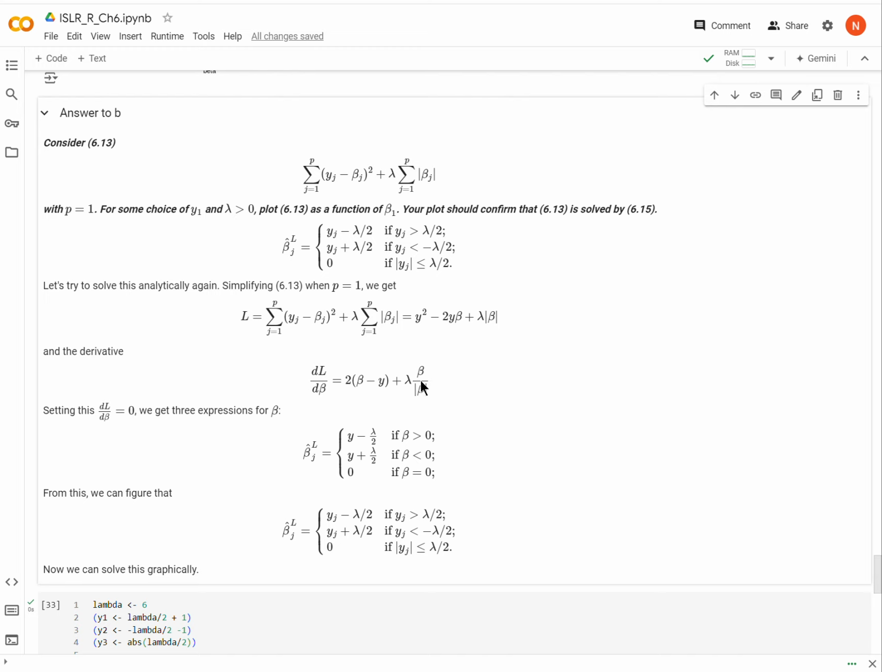You can think about this as actually being the sign of beta. So think about whatever beta is. Let's say beta is 13. Well, 13 over the absolute value of 13 is 1, so we're multiplying lambda by 1. But now think about if beta is negative 13. Well, now we have negative 13 over the absolute value of negative 13, so we have a negative 1. And so now I'm multiplying lambda by negative 1.